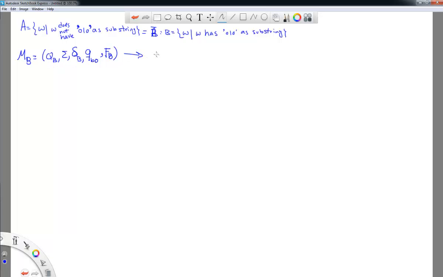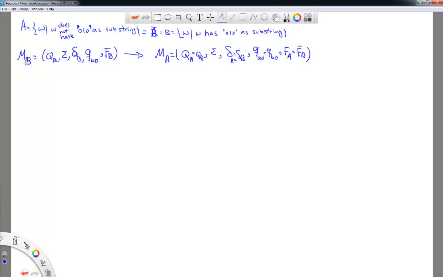Then for A, we're going to make M sub A to be Q sub A equal to Q sub B. So we're going to use the same Q's, the same sigma, and the same delta, so delta sub A is equal to delta sub B. Q A sub 0 is going to be Q B sub 0, keeping the same start state. And then F sub A is going to be the complement of F sub B. So if we make the machine for the complement language and just flip its accept states with its reject states, then we're going to build the machine that we're asked for.